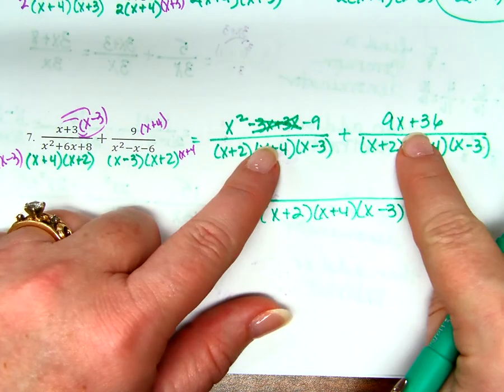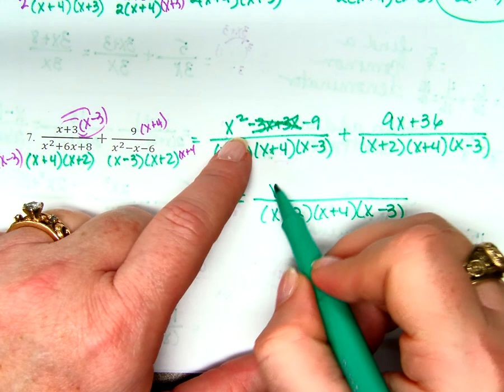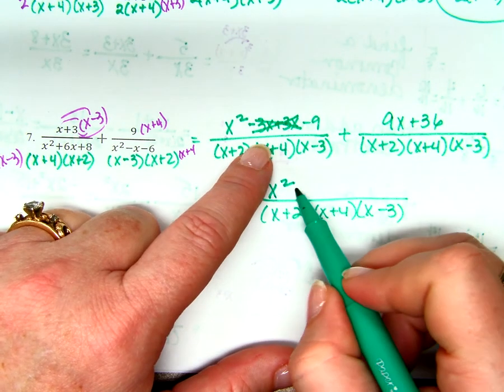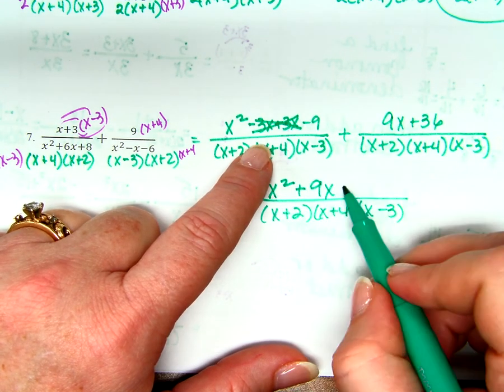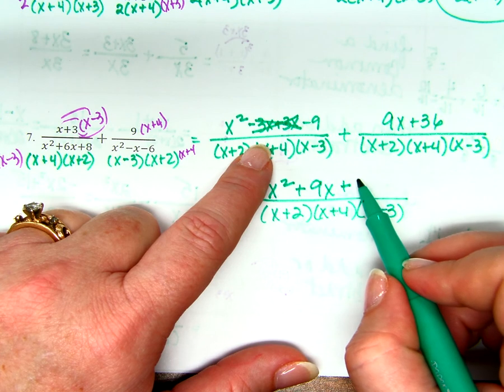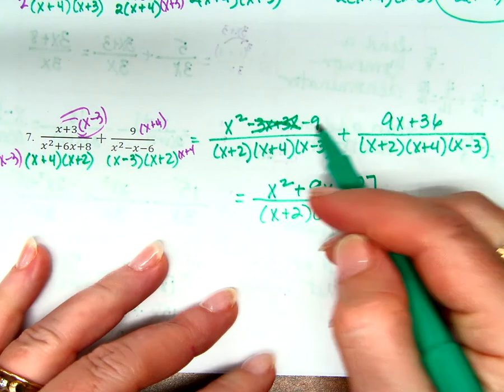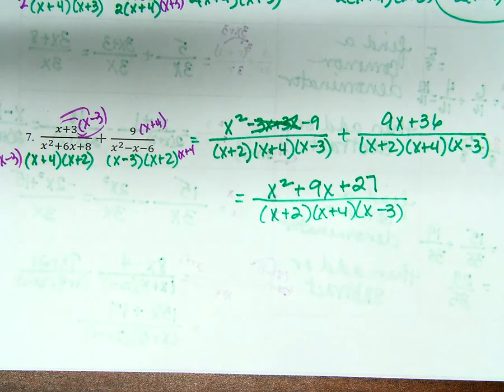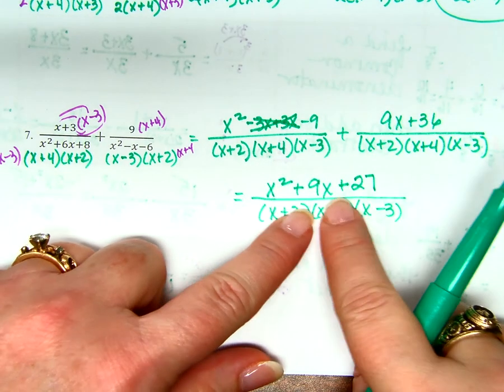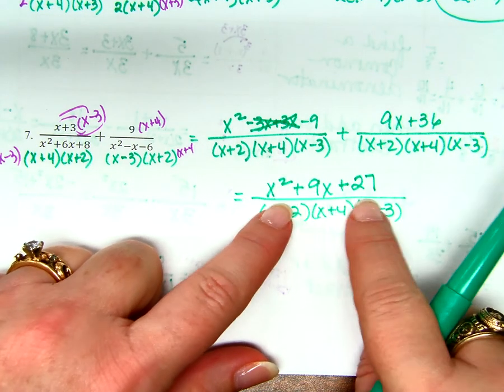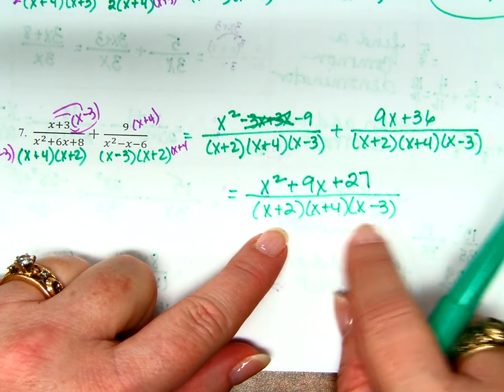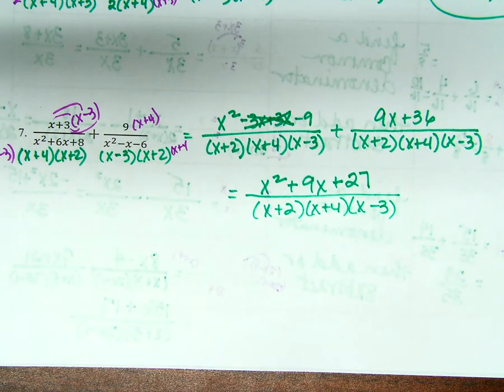so I can combine my numerator. X squared plus 9x plus 27, right? Negative 9 and positive 36. Oh man, that looks like a trinomial. Should I think about trying to factor that just to make sure? Is there anything that multiplies to be 27 and adds to be 9? Yeah, not that I can think of either.